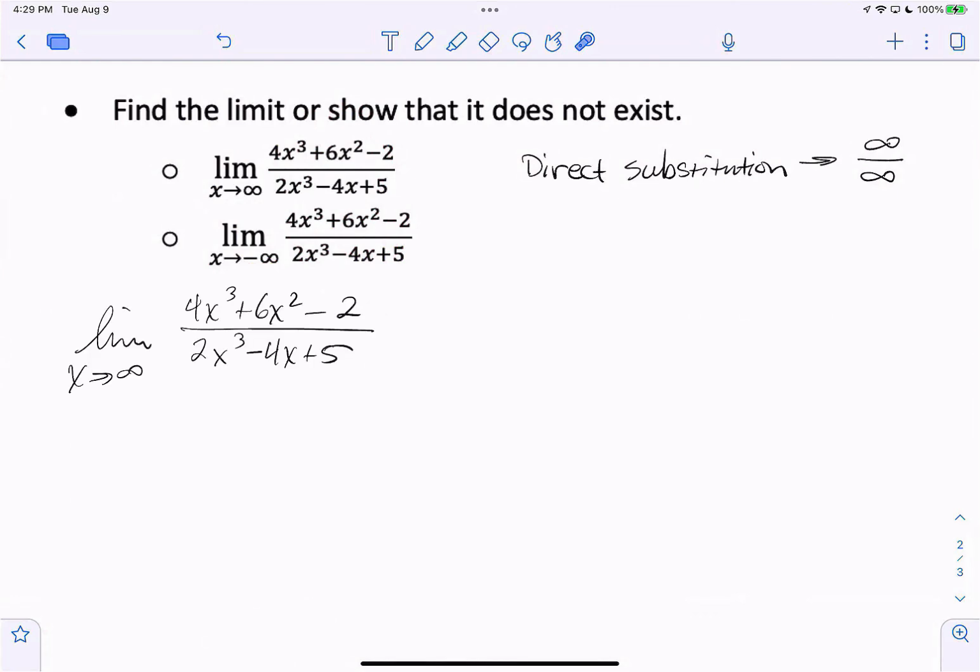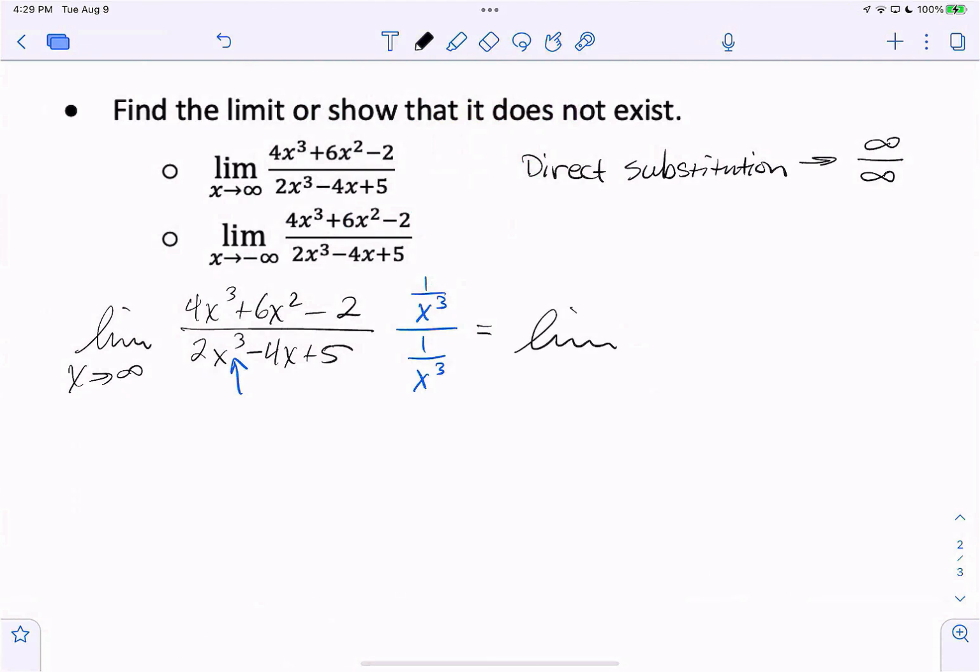And when I'm finding a limit at infinity, my work is usually going to be to divide in the numerator and denominator the largest power of x that appears in the denominator. In this case, since our denominator has a largest power of 3, right? 2x cubed is the term with the highest degree in the denominator. I'm multiplying numerator and denominator by 1 over x cubed.